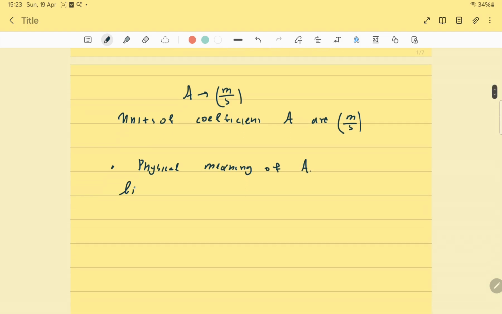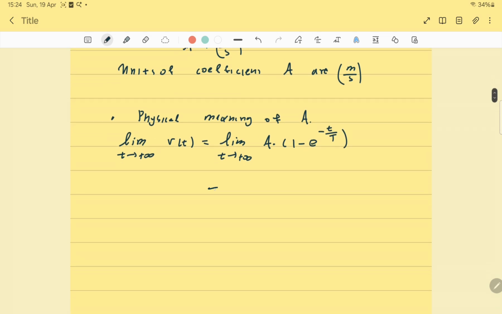If you take the limit as t goes to infinity of the function v of t, then you have the limit as t goes to infinity of A times 1 minus e to the power of minus small t over capital T. So you have the limit of A times the limit as t goes to infinity of 1 minus e to the minus t over capital T. The exponential term will go to 0.